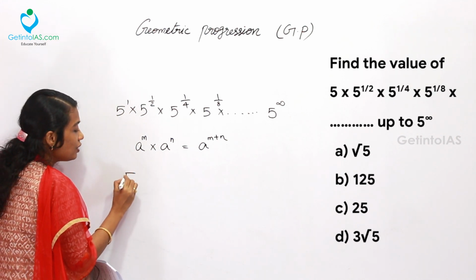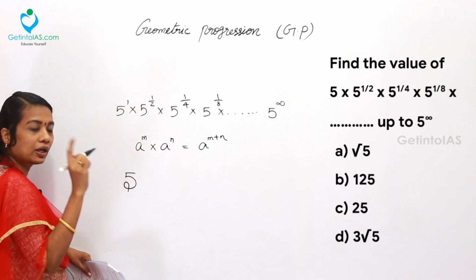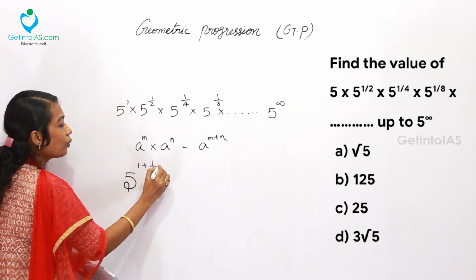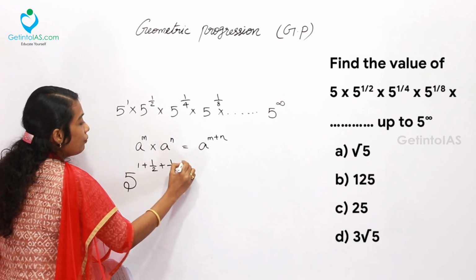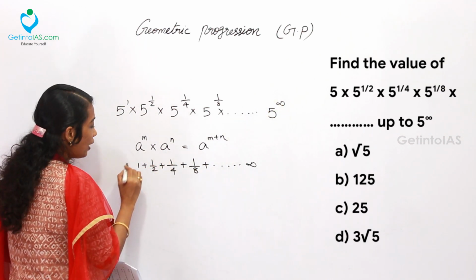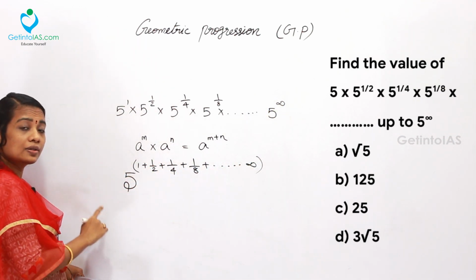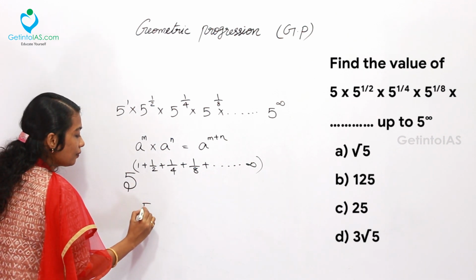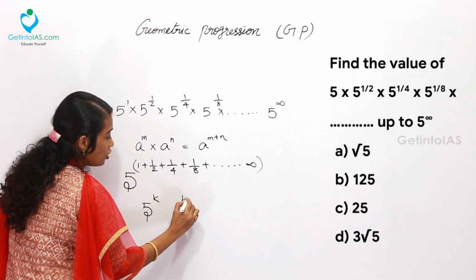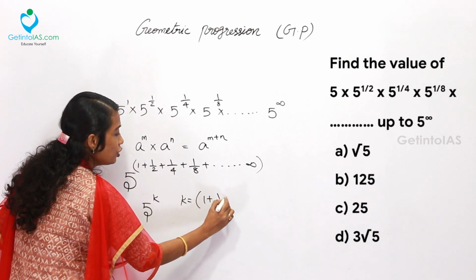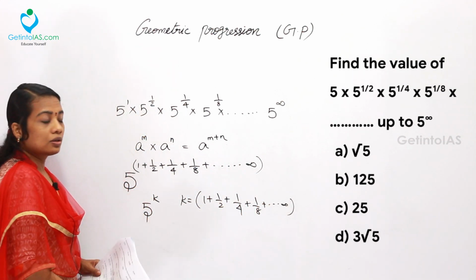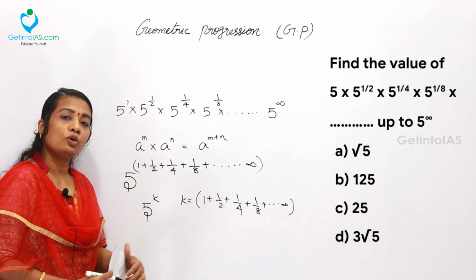Here 5 is the base. I have taken 5 only one time. The first term has power 1, then the second term has 1 by 2, the third term 1 by 4, then 1 by 8 up to infinity, because infinity is the final power. This is also similar to the previous one. So 5 power k I can take. Now what is k? 1 plus 1 by 2 plus 1 by 4 plus 1 by 8 up to infinity. Solve k with the help of geometric progression.